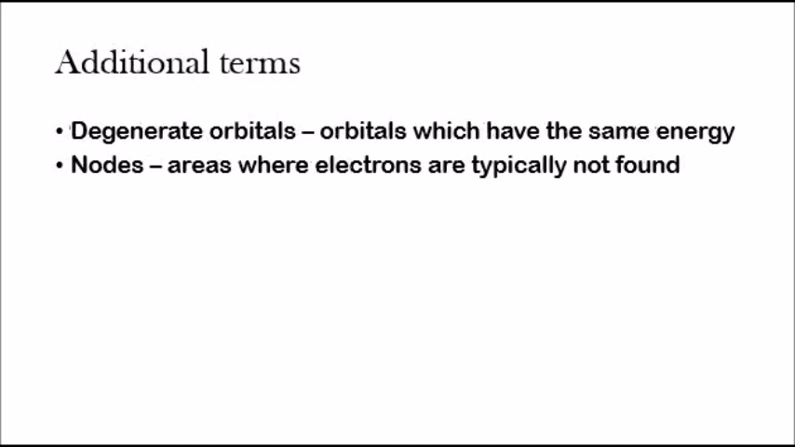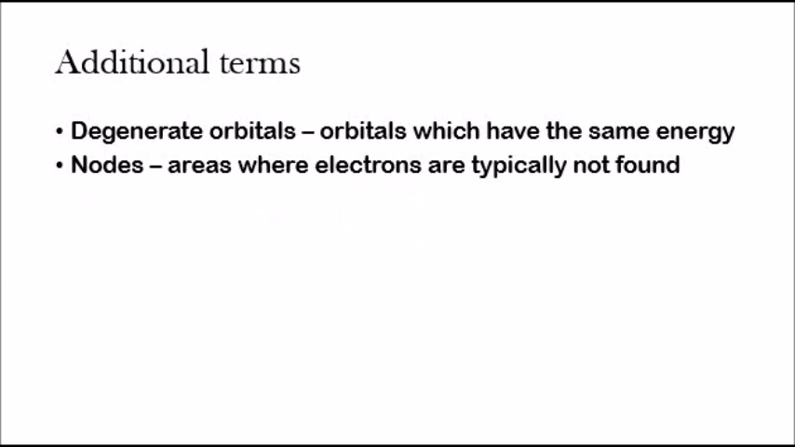Additional terms to know in orbitals: degenerate orbitals are orbitals which have the same energy. We're going to be talking about that more, but just know this term. Whenever you're talking about orbitals which are degenerate, they have the same energy. And nodes are areas where the electrons are typically not found.